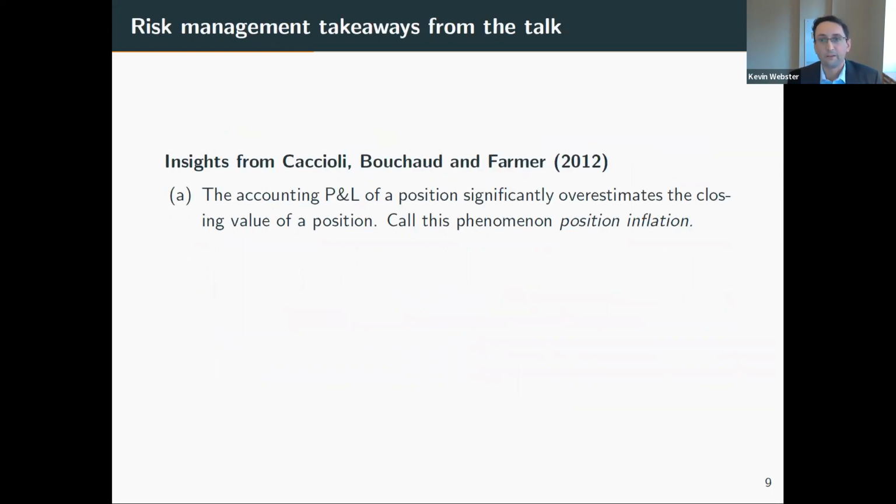From a risk management perspective, the contributions are mostly just to illustrate, again, the points from Caccioli, Bouchaud, and Farmer. There aren't really new conclusions here, just more illustrations of the very powerful statements made by that paper. The first statement is that the accounting P&L of a position significantly overestimates the closing value of that position. Concretely, what that means is that the number that traders and portfolio managers look at on a daily basis overestimates their final P&L. When their position closes or when they finish the trade, their P&L will deflate.